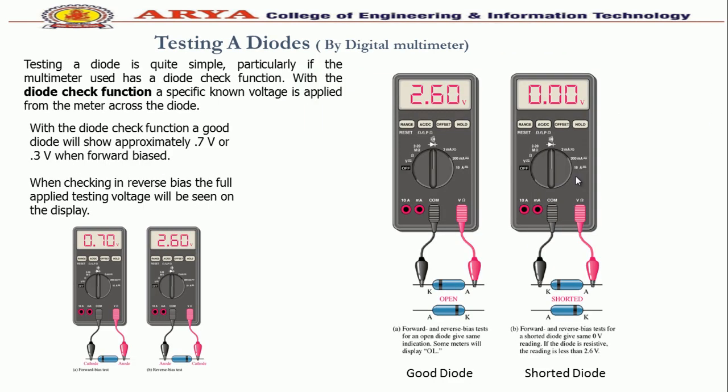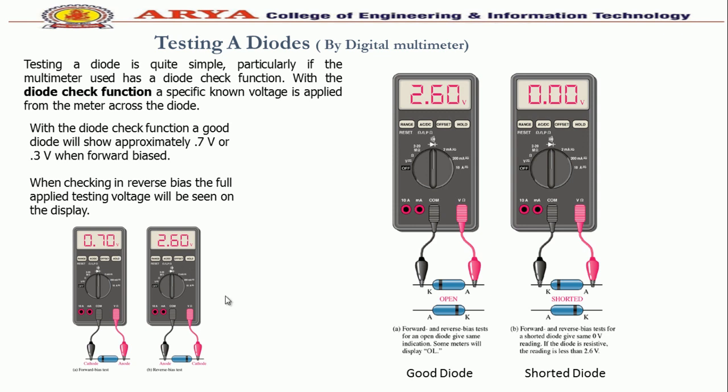Now the testing of a diode. The testing of a diode is quite simple. So if a digital multimeter is used in the diode check function, a specific known voltage is applied from the meter across the diode. So with the diode check function, a good diode will show approximately 0.7 volt or 0.3 volt when forward biased. It is 0.7 volt for silicon, 0.3 volt for germanium. So when clicking on reverse bias, the full applied testing range will be seen on the display. So in this diagram, we can see this effect.